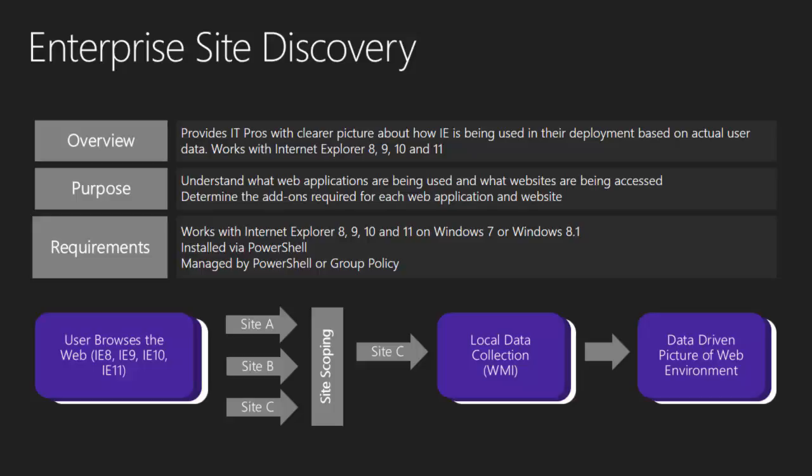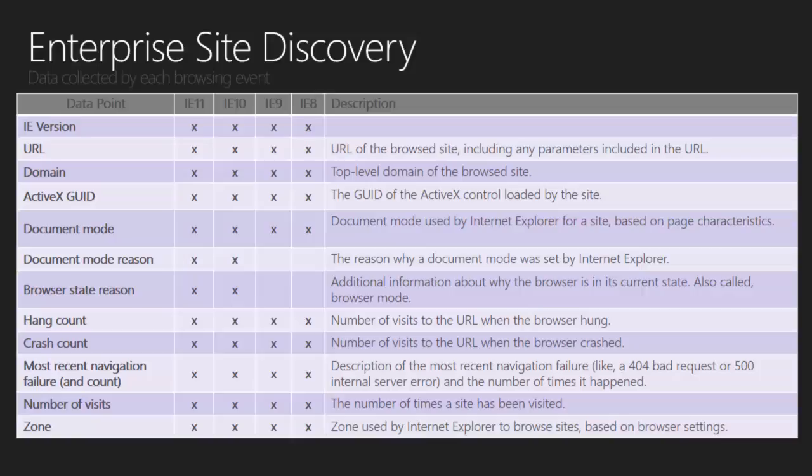So instead of going, well, we think these are the sites that are most important, we can actually start getting real hard statistics around what the users are actually doing. Now, there's a lot that we can start identifying via enterprise site discovery. And as we take a look here, the different versions of IE do have slightly different capabilities. As you see, as we go to IE 8 and IE 9, they do drop off the reporting on document mode reason and the browser state reason.